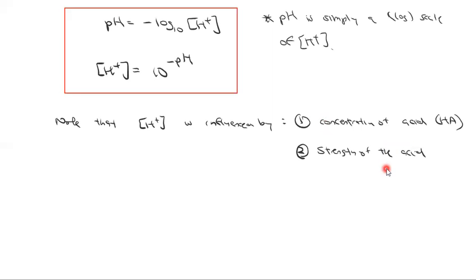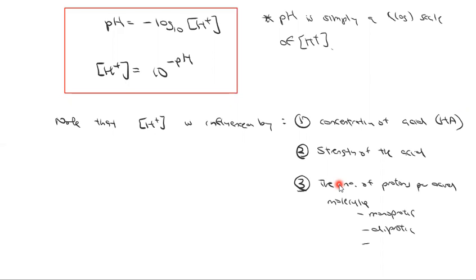The other thing we need to consider is the number of protons per acid molecule. Is it monoprotic, diprotic, or triprotic, and so on? This basically means 1 H+, this means 2 H+, this means 3 H+. You might also come across the term polyprotic, which means greater than or equal to 2 H+, multiple.